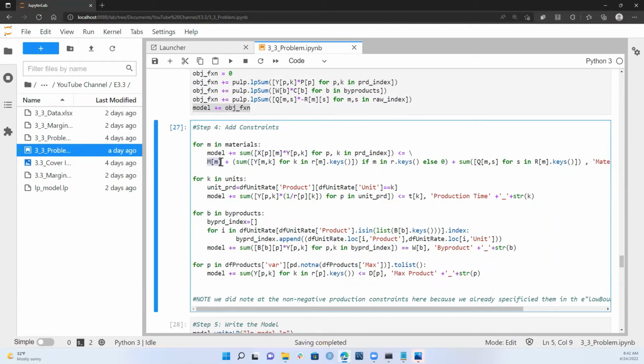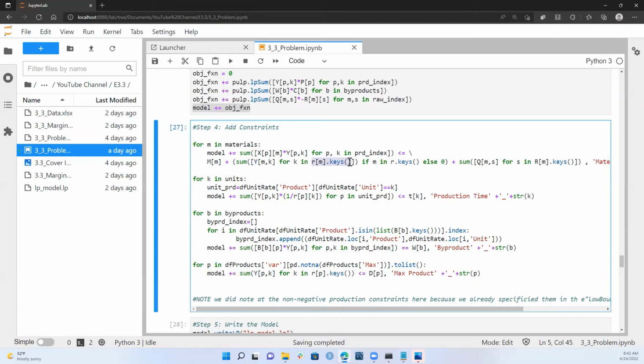This is our M sub J in the model, which is the amount of material M that we have on hand, or our opening inventory, plus the amount of material M made in any upstream processes. So for our problem, this is only true for material 3. We have the flash drums 1 and 2 that process material 4. So we're going to take Y sub MK, the amount of material M made on machine K, for all K in R sub M keys.